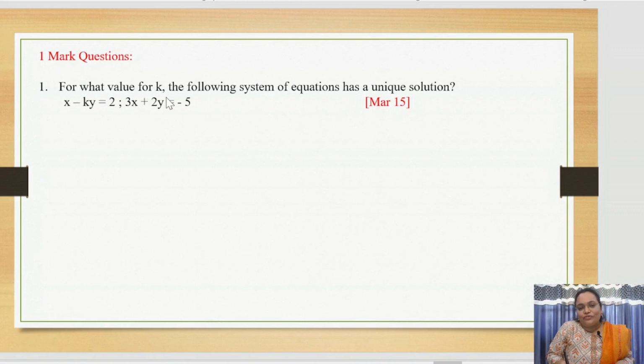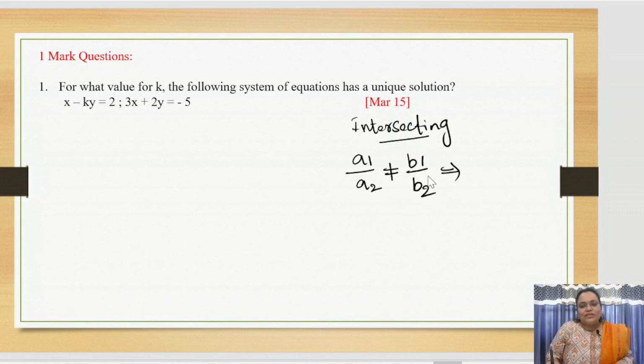For what value of k does the following system of equations have a unique solution? We have a unique solution for intersecting lines. And what is the condition for intersecting lines? Intersecting lines have the condition a1 by a2 is not equal to b1 by b2. So intersecting lines have a unique solution.